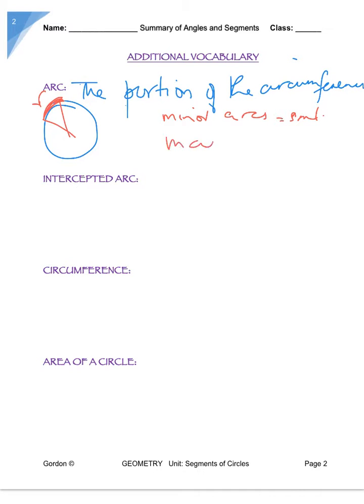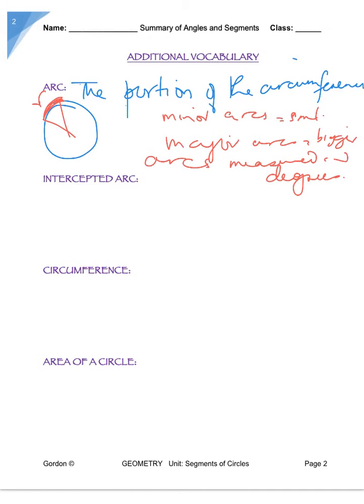Then you have major arcs, and those would be a bigger portion. Now arcs are measured in degrees. I'll just read what I said. It's a portion of a circumference.